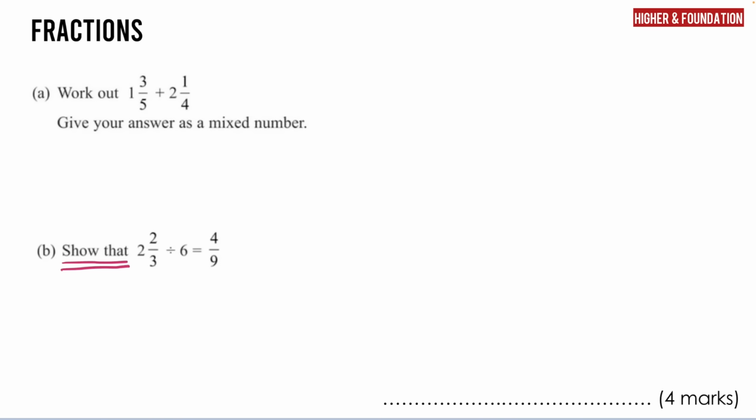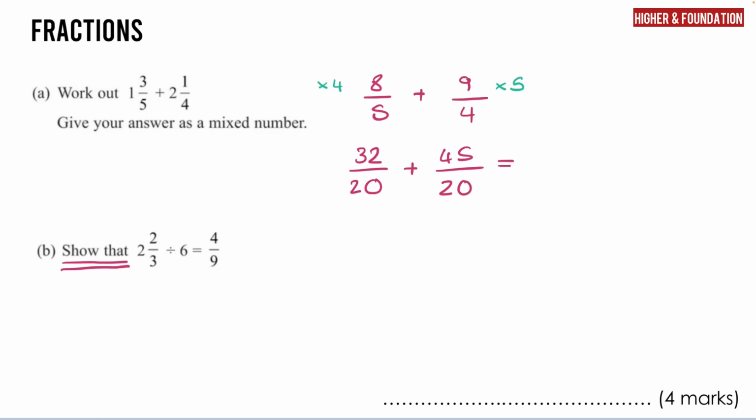When adding fractions, we need to make a common denominator, and they need to be written as improper fractions. So the first one, 1 times 5 add the 3 is 8 over 5. The next one, 2 times 4 add 1 is 9 over 4. It's exactly the same for addition or subtraction. We just need to make a common denominator, so showing very clearly how we're going to do that. So I'm going to times the left by 4, right by 5. That gives me 32 over 20, and it gives me 45 over 20. And we add that together, 77 over 20.